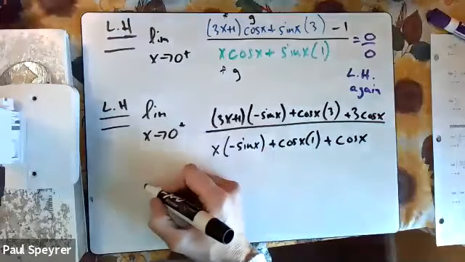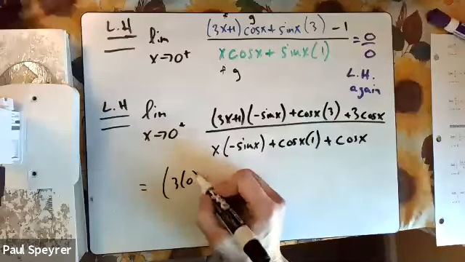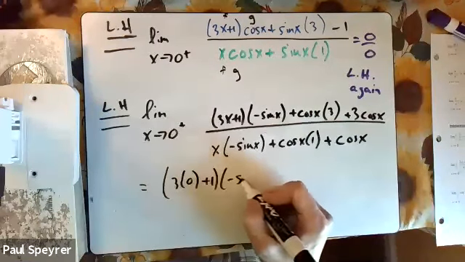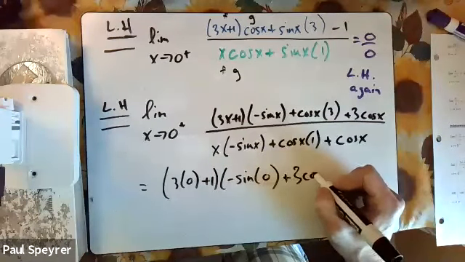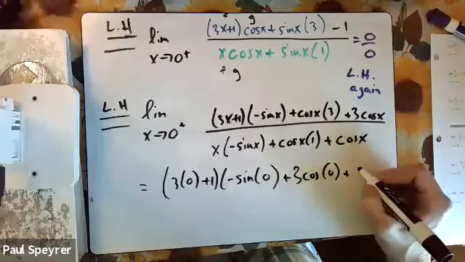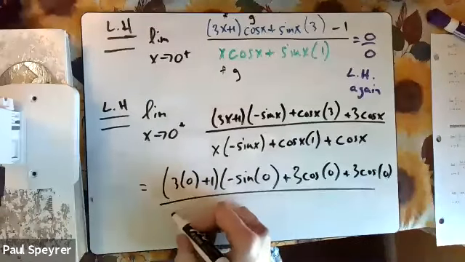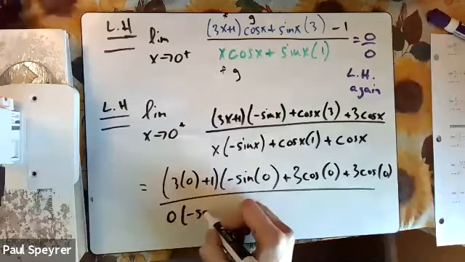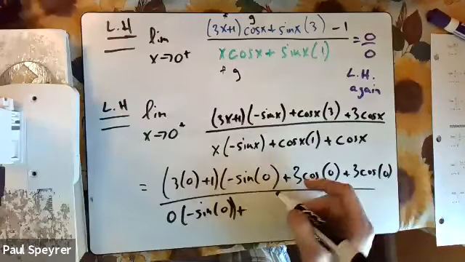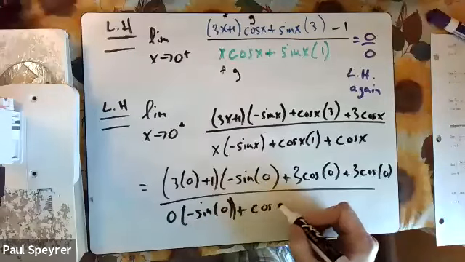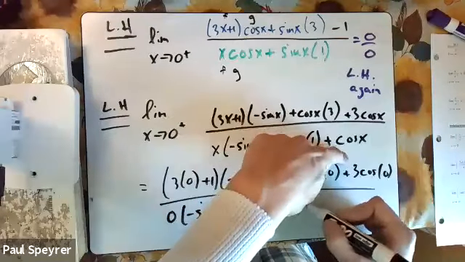Now, if we plug 0 in right here, let's see what happens, right? We have 3 times 0 plus 1, negative sine of 0, plus 3 cosine of 0, plus another 3 cosine of 0, divided by 0 times negative sine of 0, plus cosine of 0 times 1, but that's just 1, plus another cosine of 0.